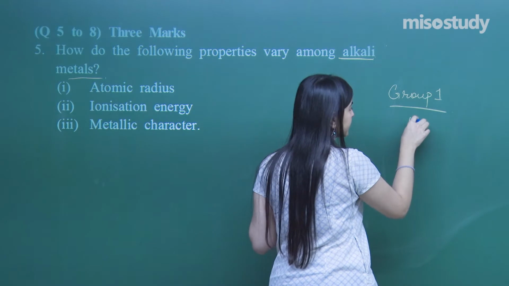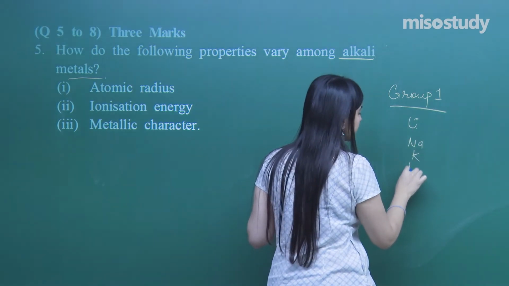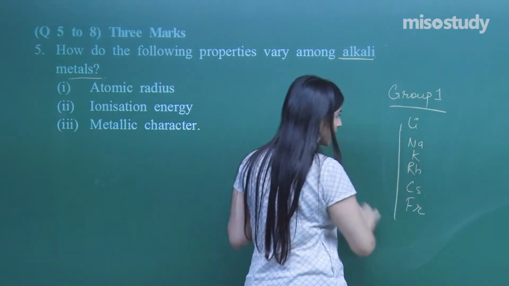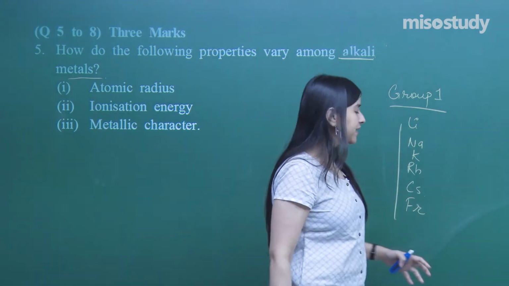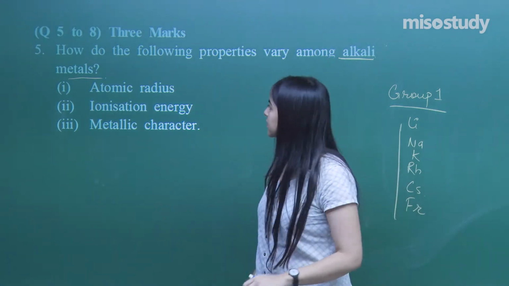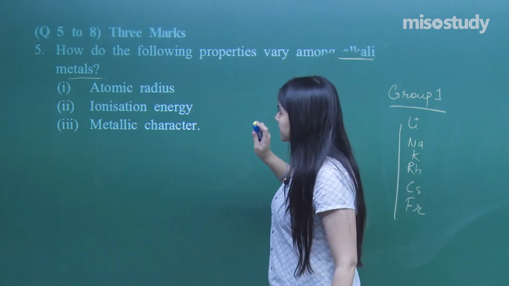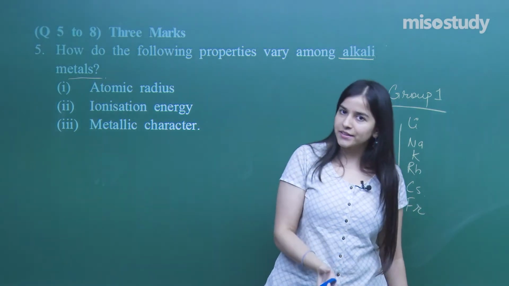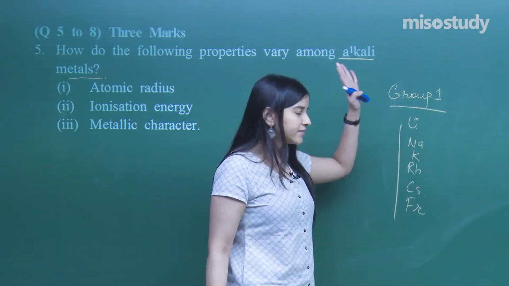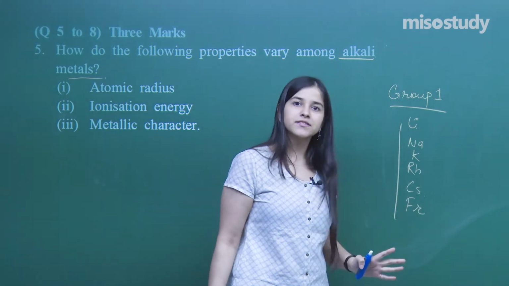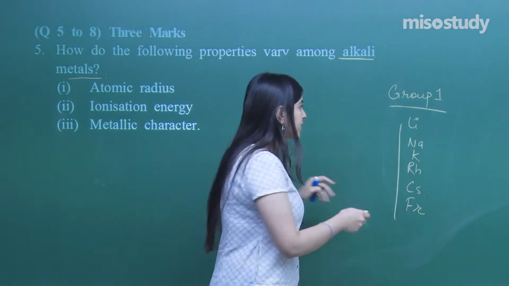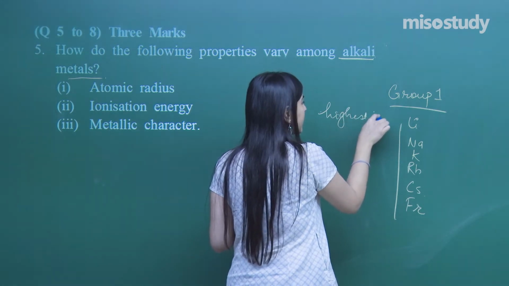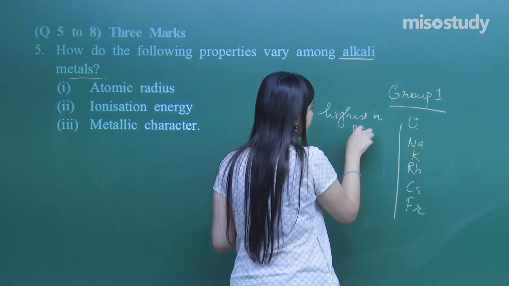So it is Li Na K Rb Cs Fr, the group 1 elements. Lithium, sodium, potassium, rubidium, cesium and francium, fine. Atomic radius. Now, how do you account for this atomic radii? Since it is group 1, the very first series, it will have the highest atomic radii first of all, highest in period, fine.